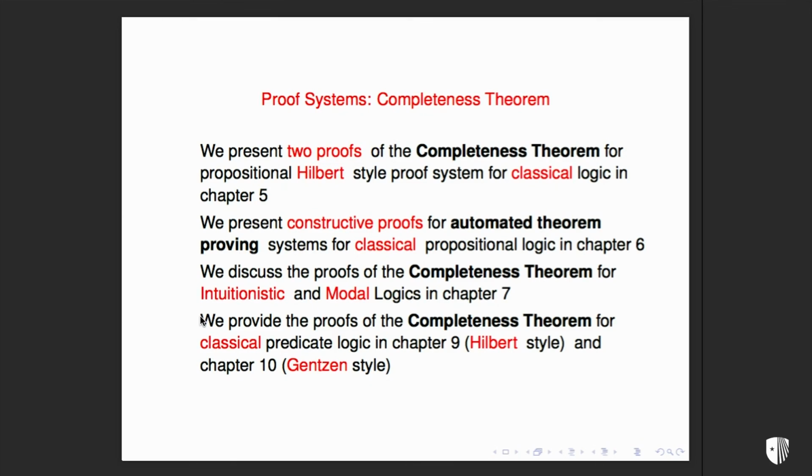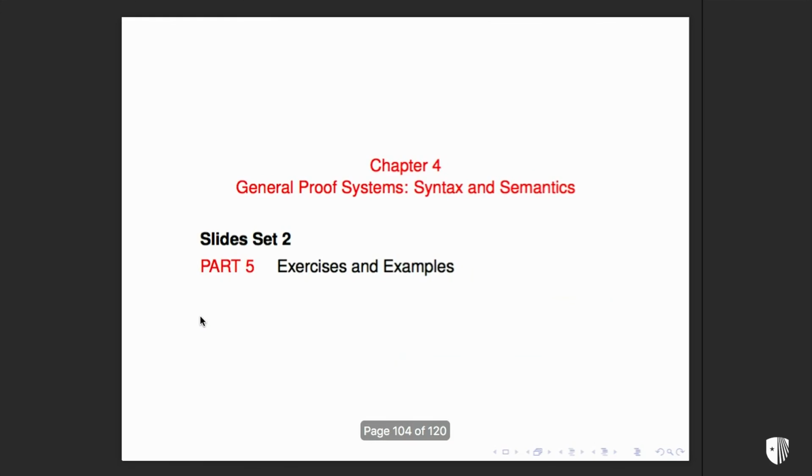We present constructive proofs for automated theorem proving systems for classical propositional logic in chapter 6. We discuss the proofs of the completeness theorem for intuitionistic and modal logic in chapter 7, and we provide proofs of the completeness theorem for classical predicate logic in chapter 9 in Hilbert style, and in chapter 10 for Gentzen style, which are automated theorem proving systems.